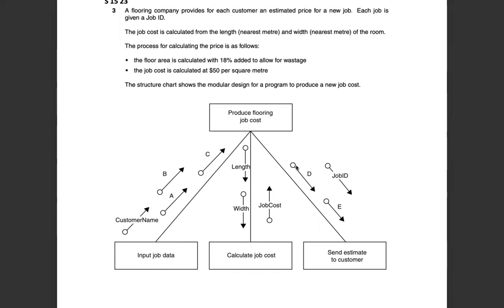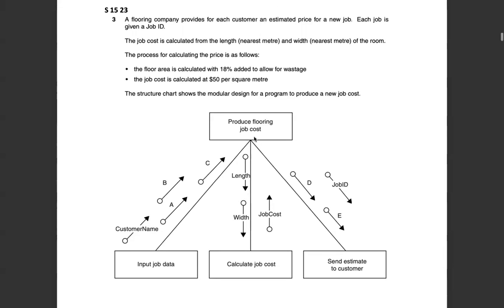Now you notice that there is a job ID being used here. We don't see it being generated, but we see it being used. So that means job ID has to be generated somewhere. So in that case, the fourth value that is being generated from input job data should be job ID. So I've got length, width, and job ID. So this is the input job data.